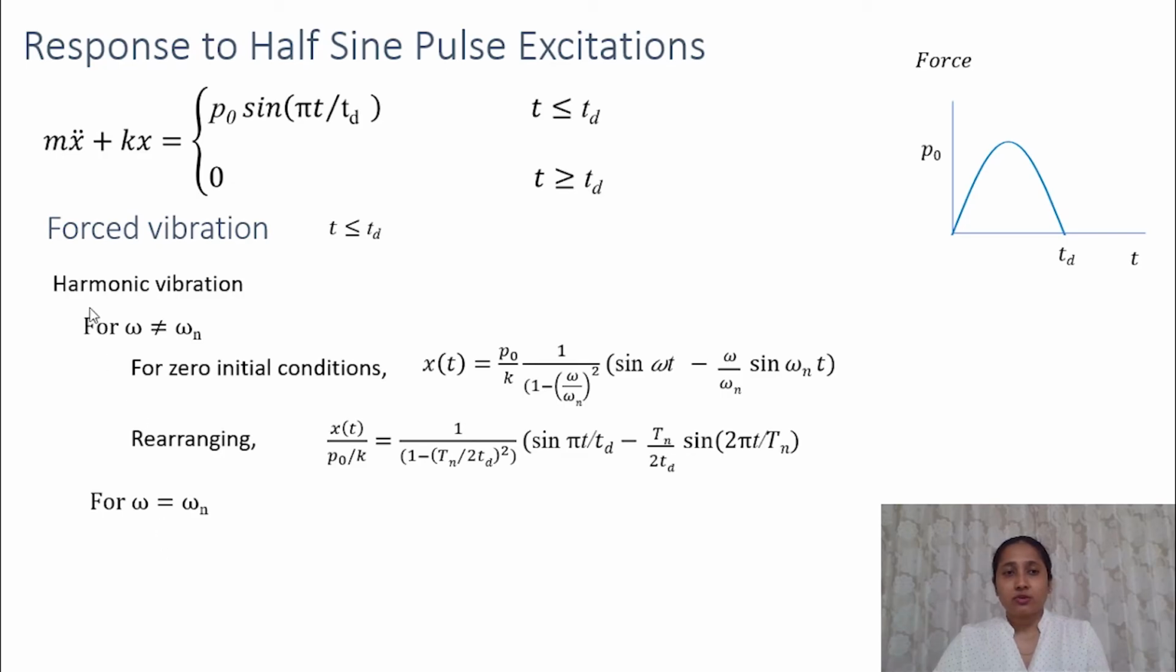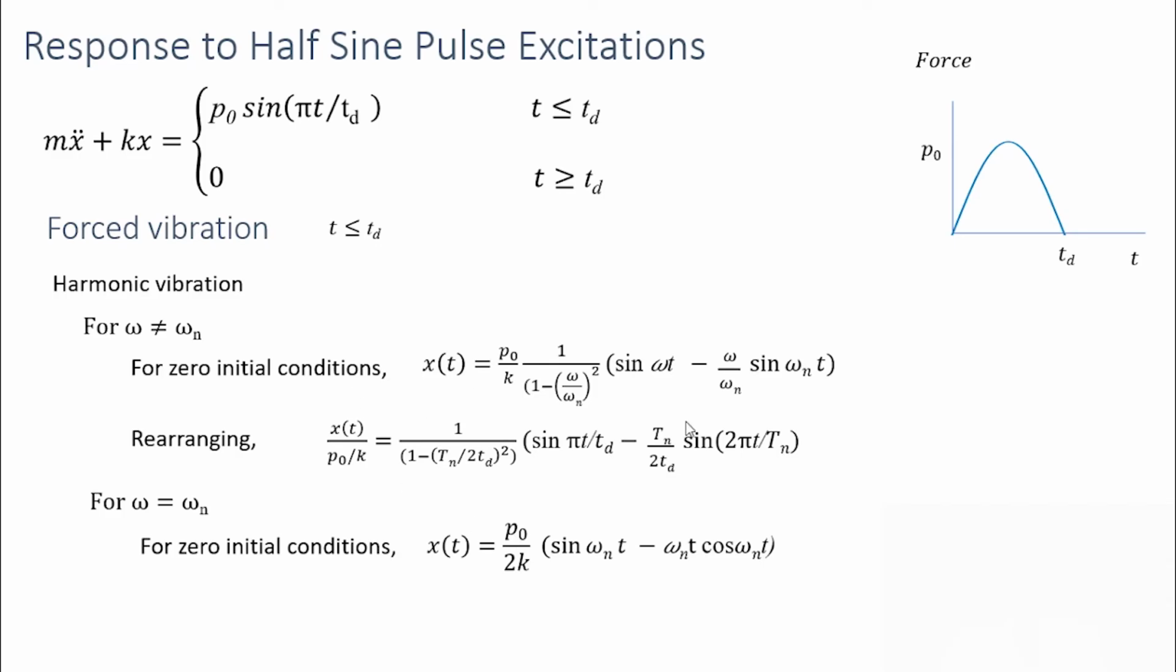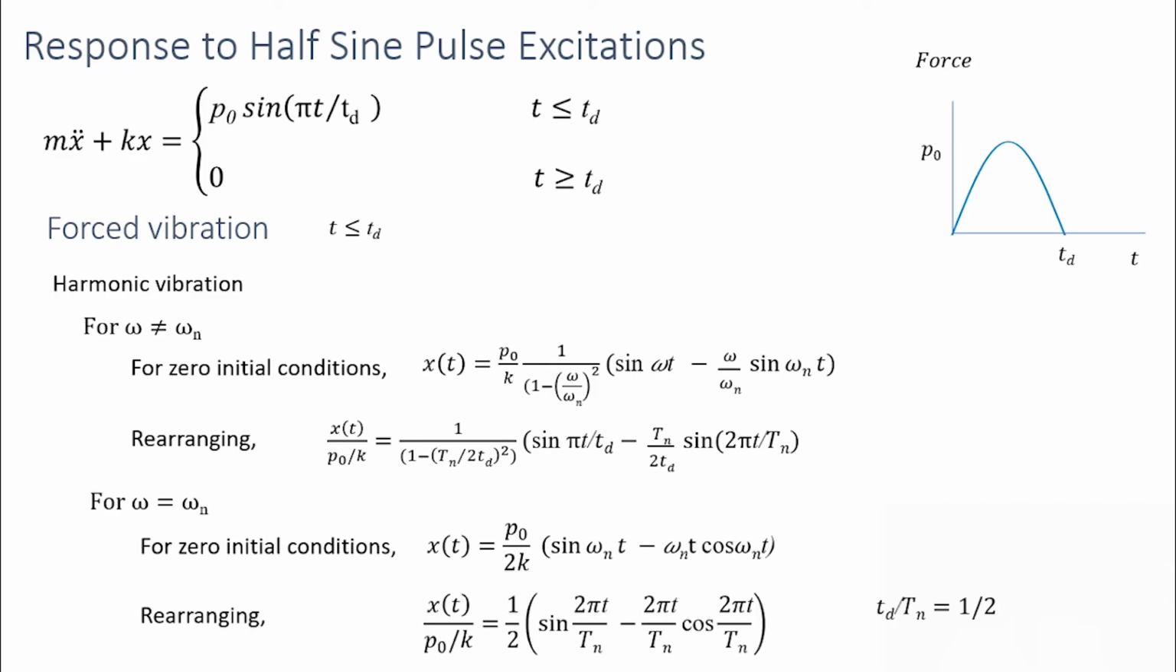So during the harmonic vibration discussion, we had derived the expression for the response for omega equal to omega n. For zero initial conditions, the response is this. We can rearrange this expression to this form, and this is valid when Td by Tn is not equal to half. When Td by Tn is equal to half, we can use this expression.